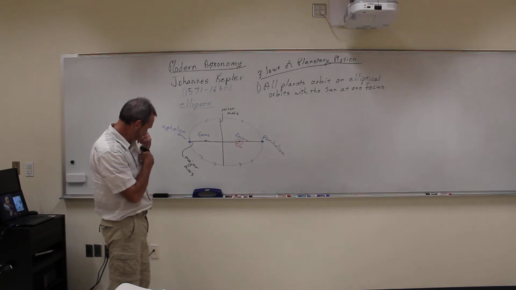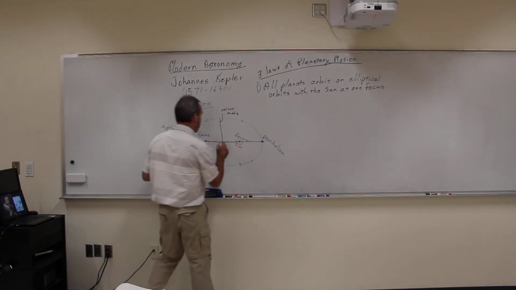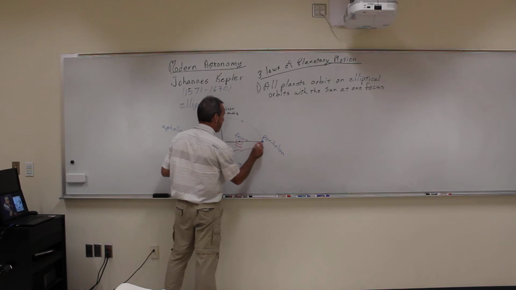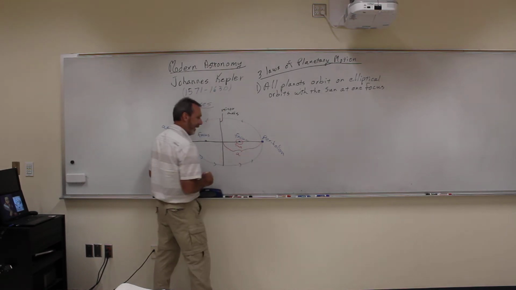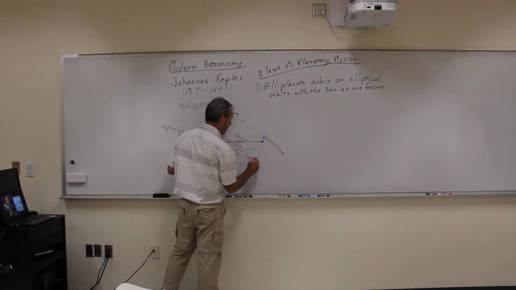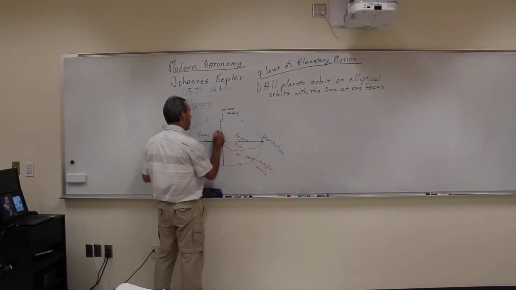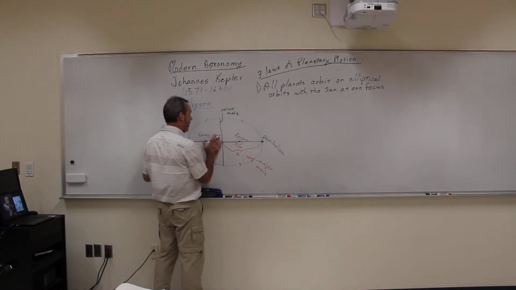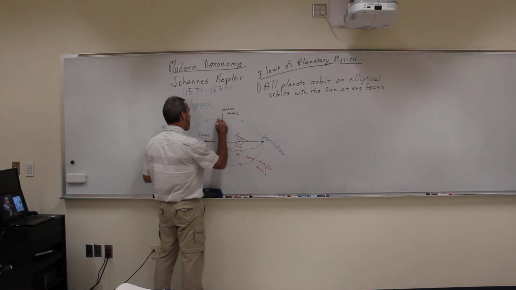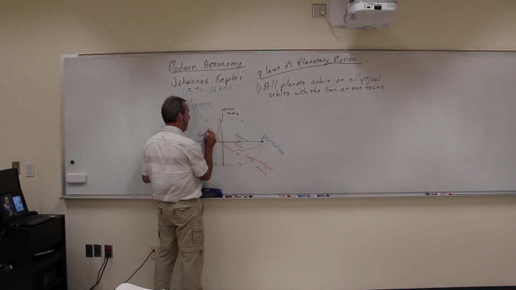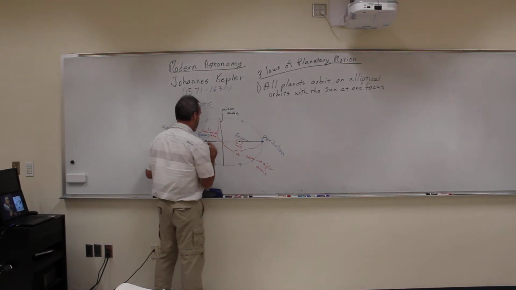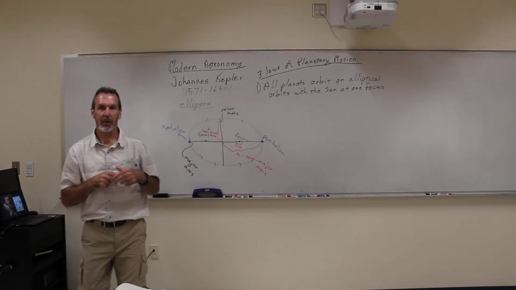Now, we can also split this. We split the major axis in half. We call this A, the semi-major axis. And we split the minor axis in two parts too. We call this B, the semi-minor axis. Okay? All right.